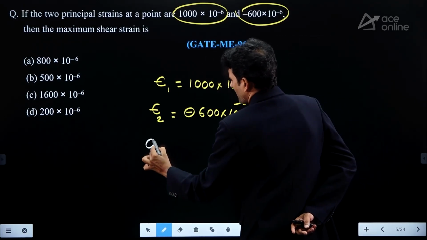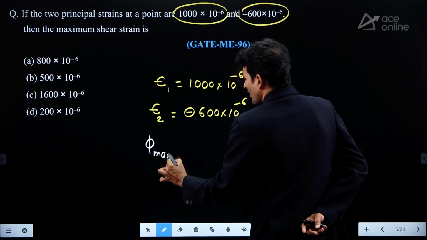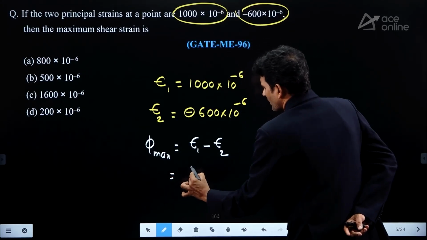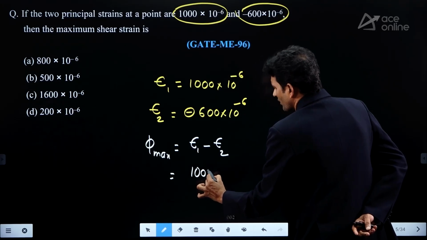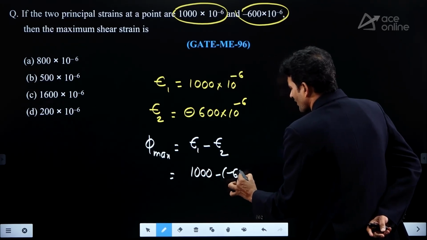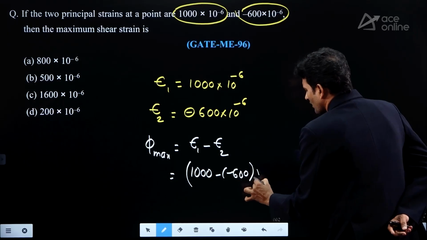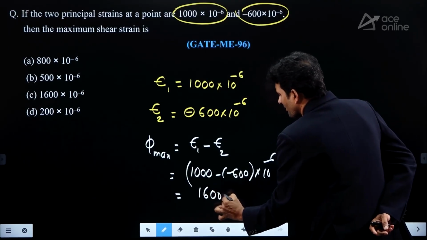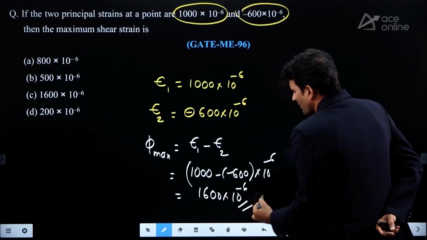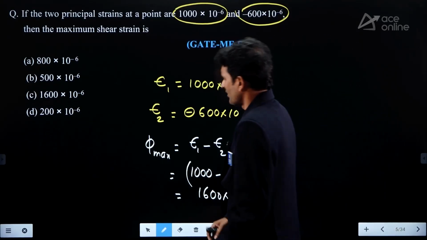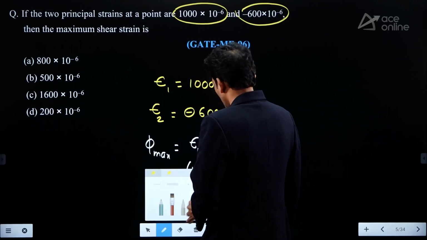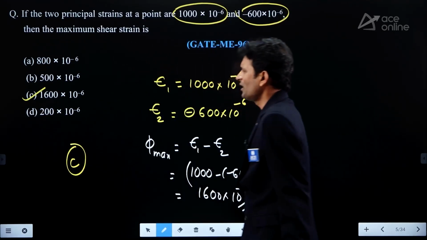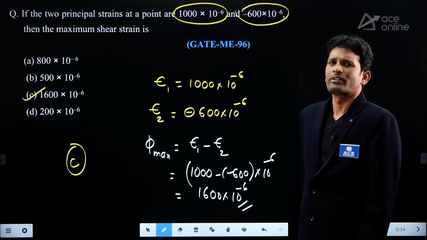We require gamma max. How should I find out gamma max? Maximum shear strain, as we know, is epsilon 1 minus epsilon 2. Epsilon 1 is 1000 minus of minus 600, into 10 raised to minus 6. Direct answer, it is nothing but 1600 microns. Maximum shear strain under this condition is 1600 microns. This is a formula based question. 1600 microns we are observing at option C. Option C is correct for this question.